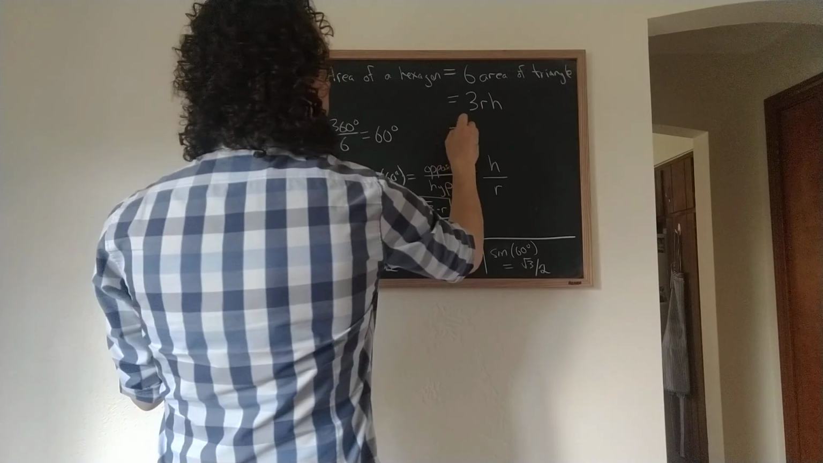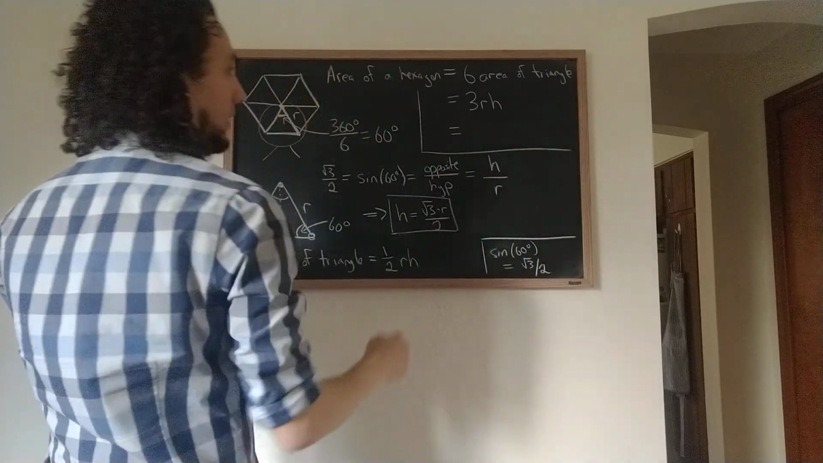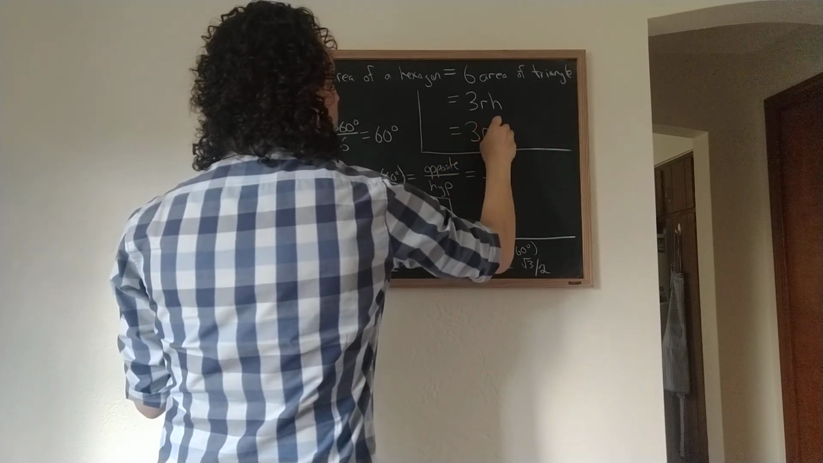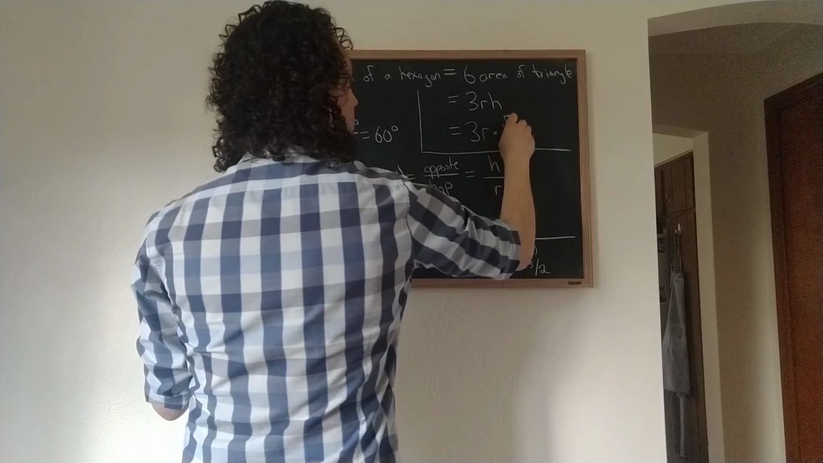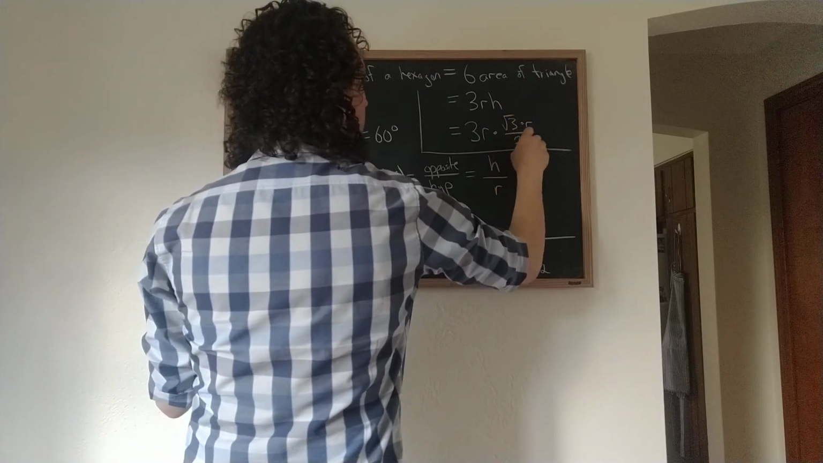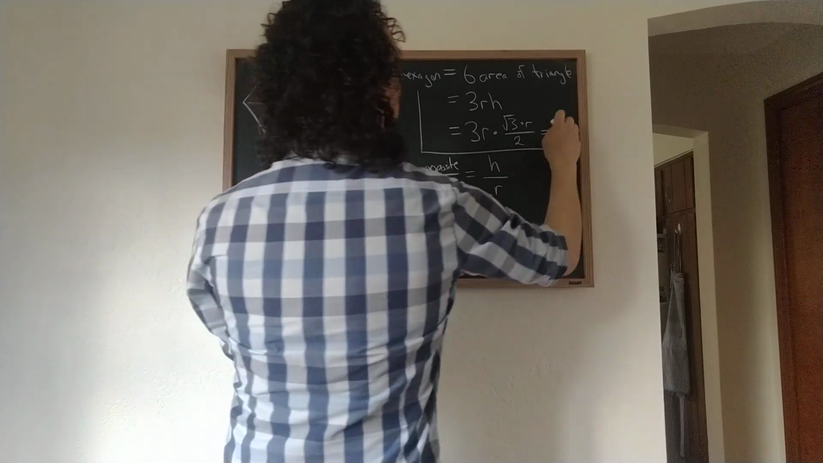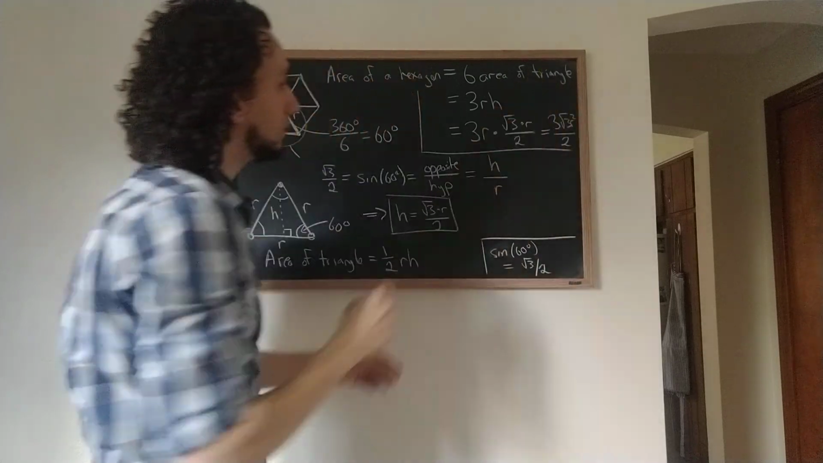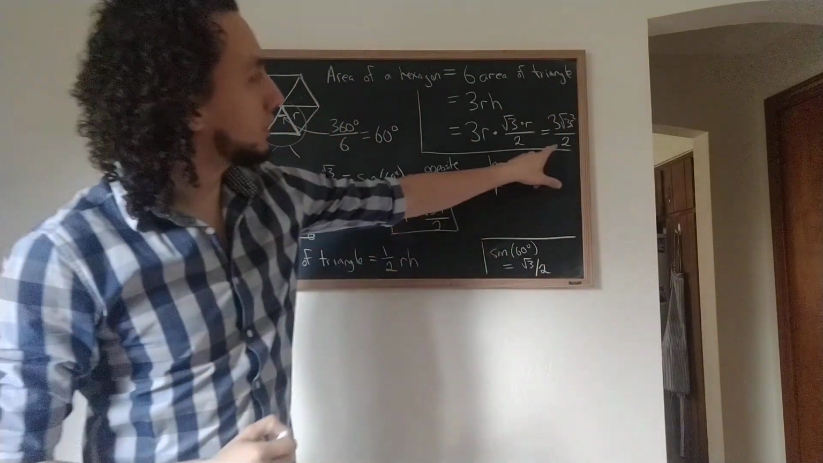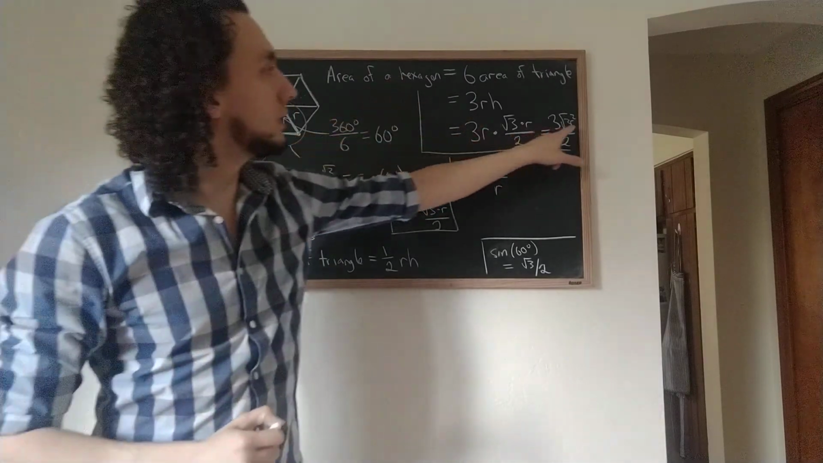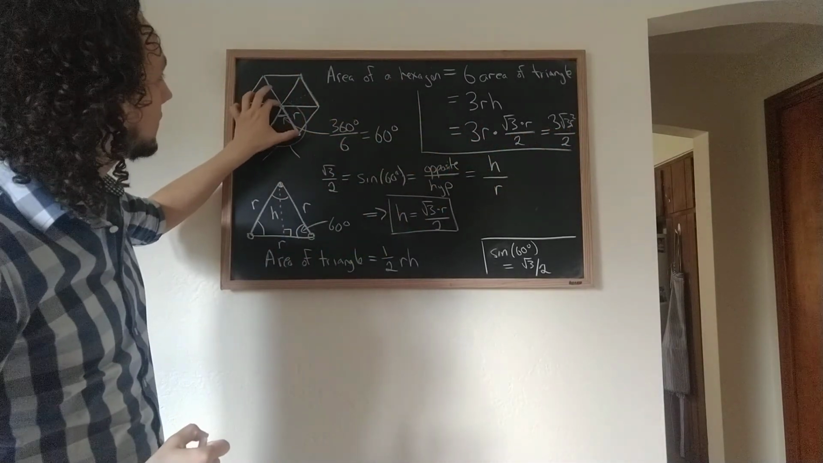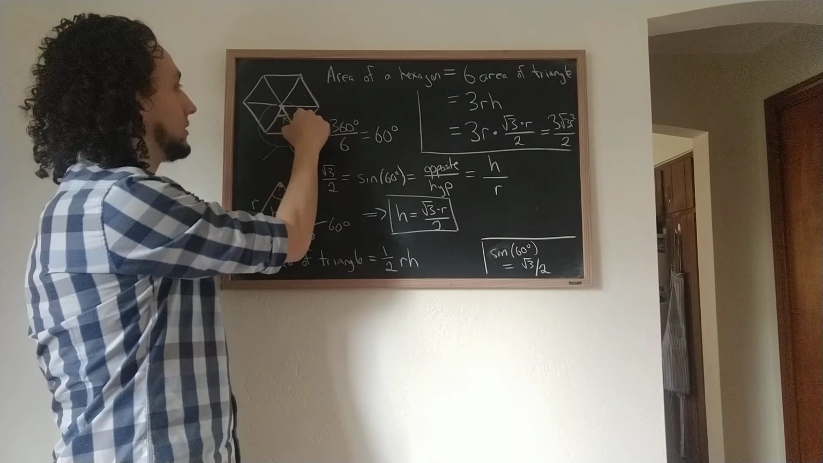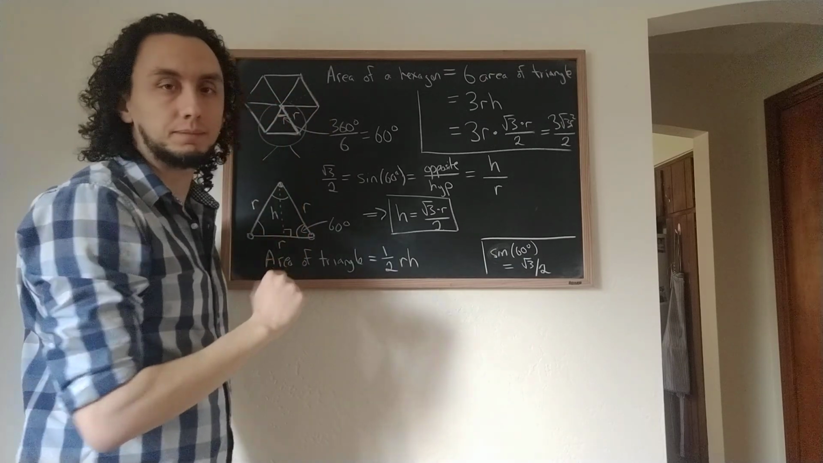And that's very useful because it means that this expression up here for the area of a hexagon can be rewritten as 3r times h, which is the square root of 3 times r over 2, which is equal to 3 root 3 r squared over 2. So we have an expression for the area of a hexagon just involving this number r, which is the distance from the center to a vertex, and which is the same as the side length of the hexagon, because these are all equilateral triangles.